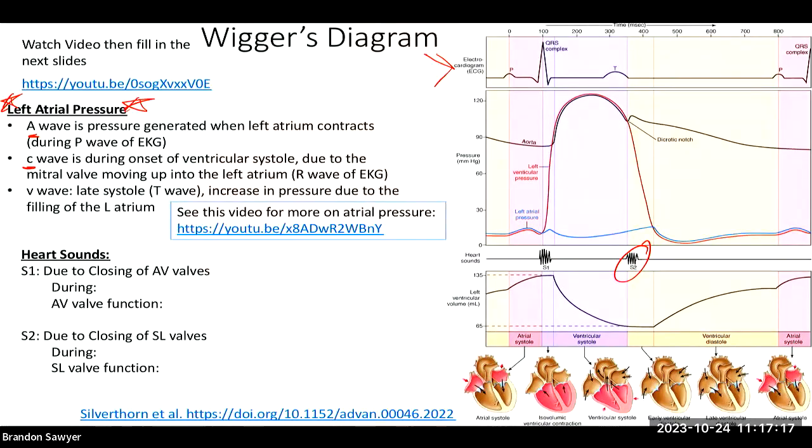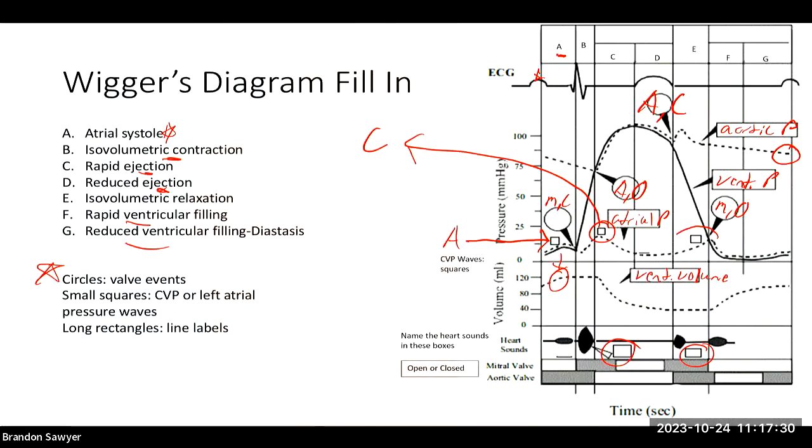And then our last one, the V wave, late systole during the T wave. This is the increase in pressure due to the filling of the left atrium. Since the mitral valve's closed, but blood's rushing back anyway, we're slowly filling up that left atrium, and so that pressure is rising here. What was that one called again? The V wave. As that left atrium is filling, we're getting more and more pressure in there. Eventually it's going to overcome the ventricular pressure and cause the mitral valve to open up.